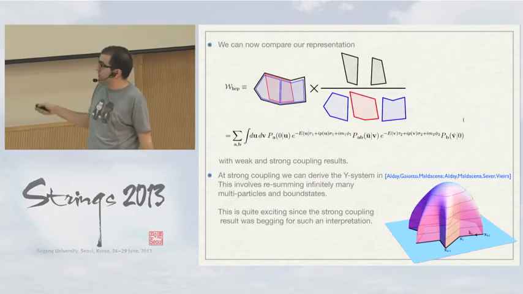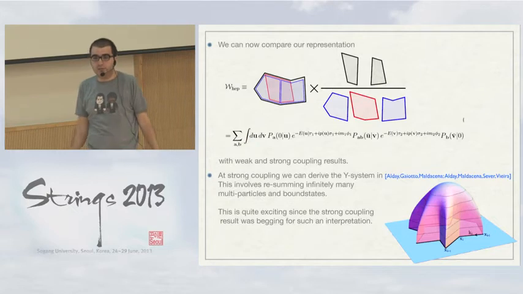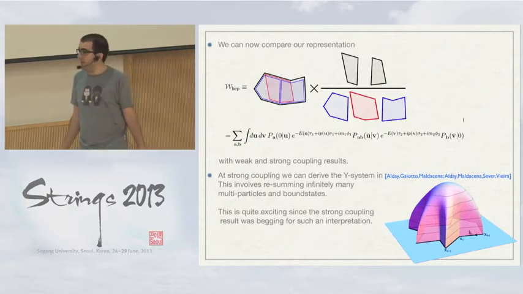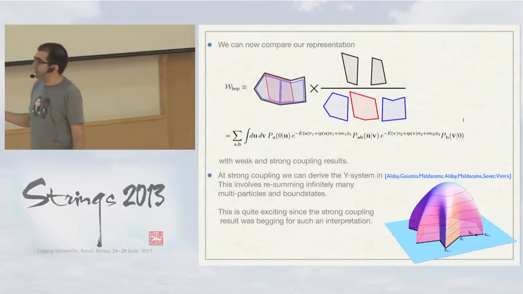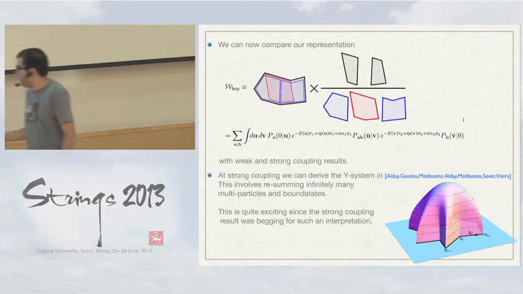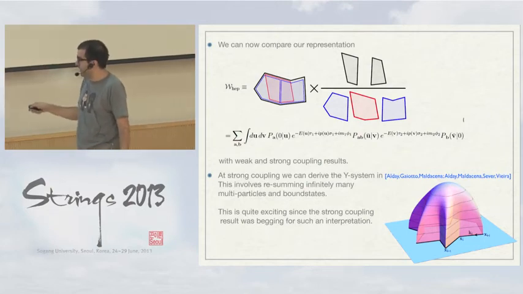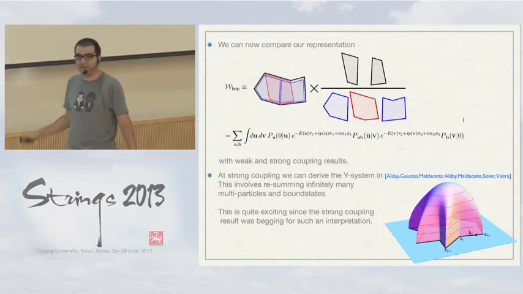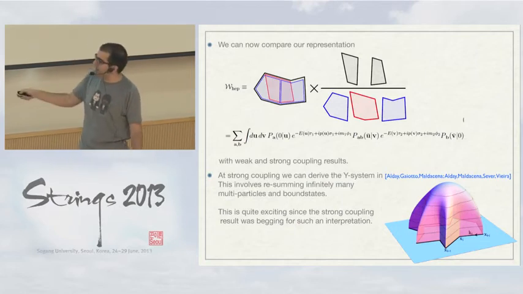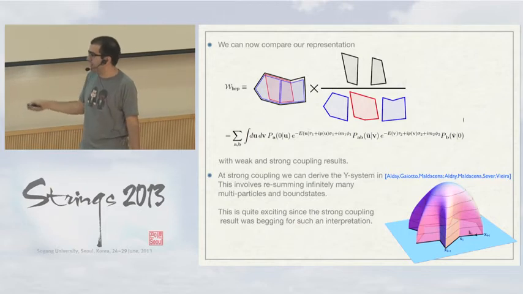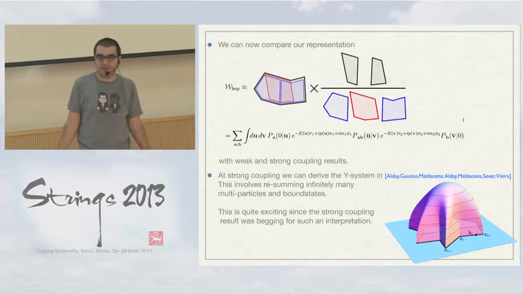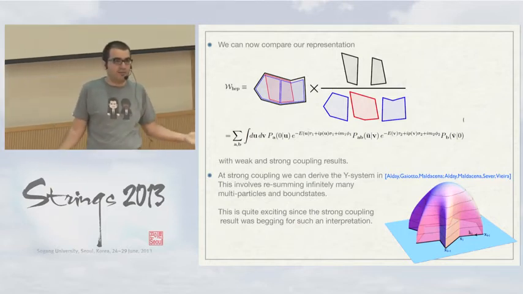So now we can take this representation and compare it with weak and strong coupling results that are known in the literature. For example, the scattering amplitude that is given by this Wilson loop, at strong coupling, is given by a minimal area surface that ends on the polygon in question. So it must be that this partition function object becomes the area of a minimal surface at strong coupling, which a priori is totally not obvious.